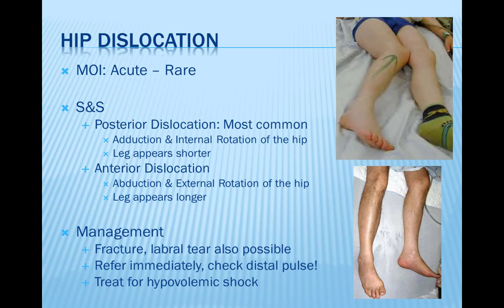Dislocation of the hip is an uncommon injury to the hip joint. Dislocations occur when the ball-shaped head of the femur comes out of the cup-shaped acetabulum set in the pelvis. This may happen to varying degrees.